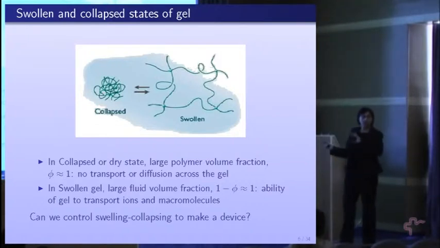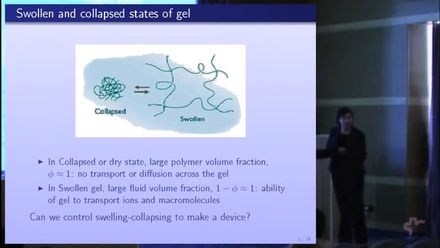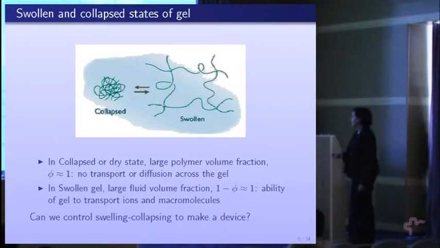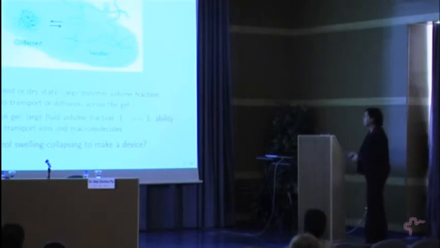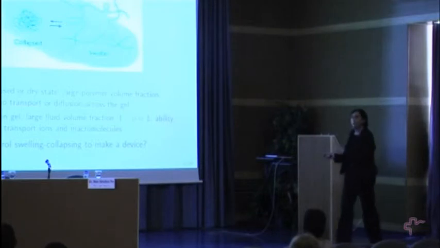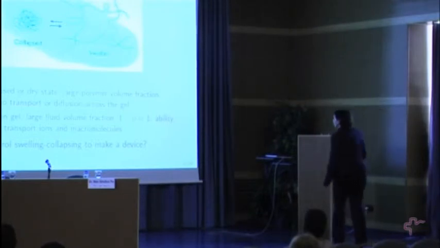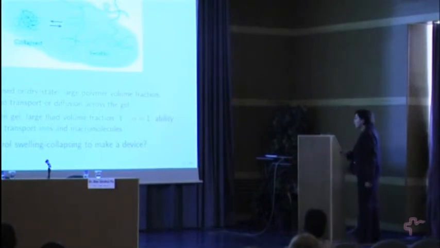So for the gel to be able to transport things, we really need to have water. We need to have a swollen state. The water is the one that does the transport in the gel. In the swollen gel, we have a large volume fraction of fluid, so 1 minus phi is about 1. And then in this case, we have the ability of the gel to transport ions, macromolecules, and whatever we put on it. So now the question is, how can we control swelling and collapsing to make a device?